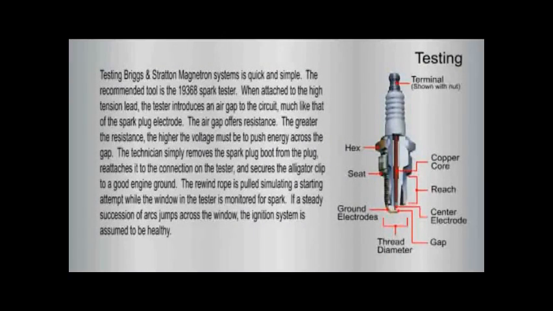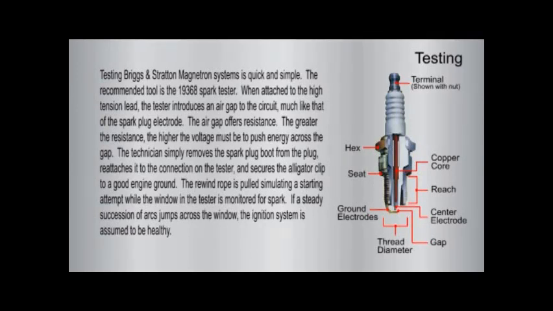Testing Briggs & Stratton magnetron systems is quick and simple. The recommended tool is the 19368 spark tester. When attached to the high-tension lead, the tester introduces an air gap to the circuit, much like that of the spark plug electrode. The air gap offers resistance. The greater the resistance, the higher the voltage must be to push energy across the gap.